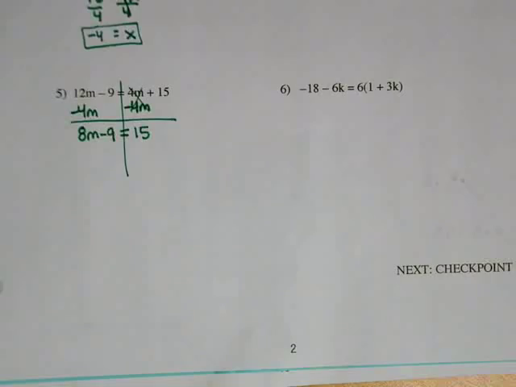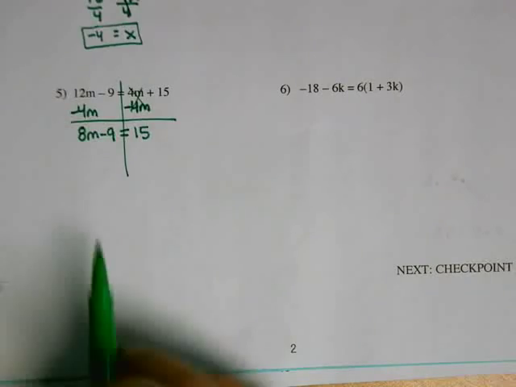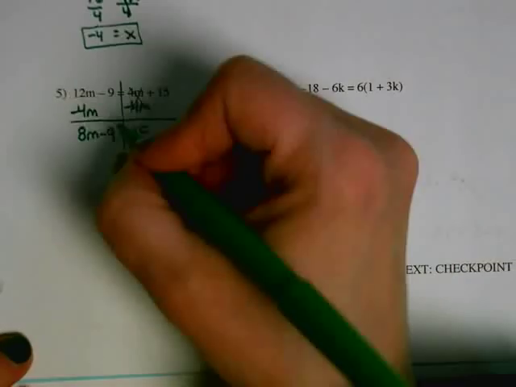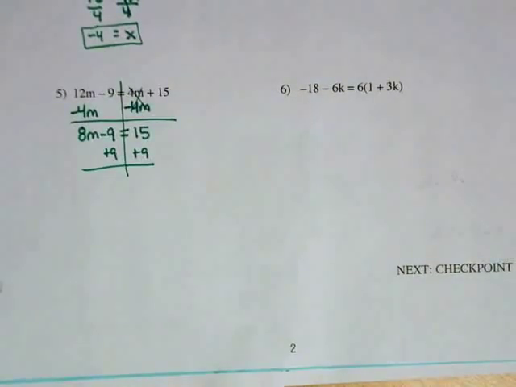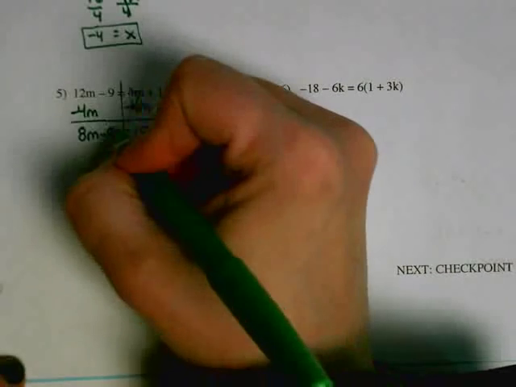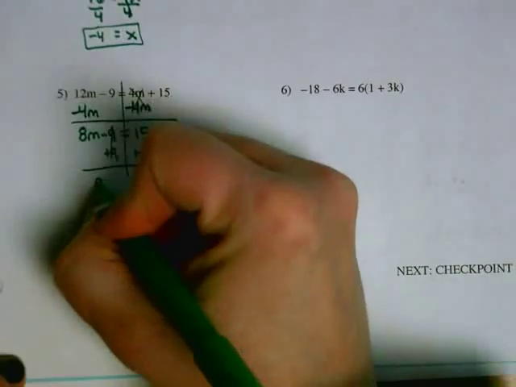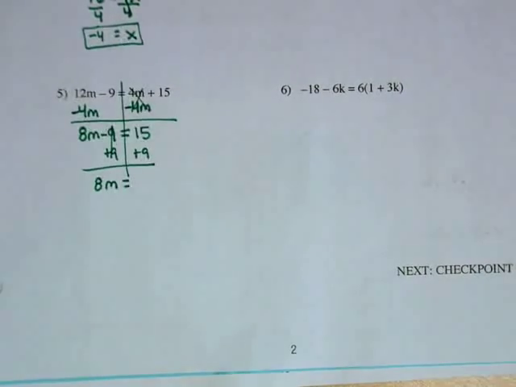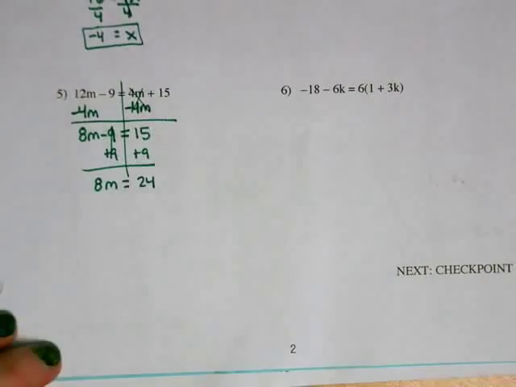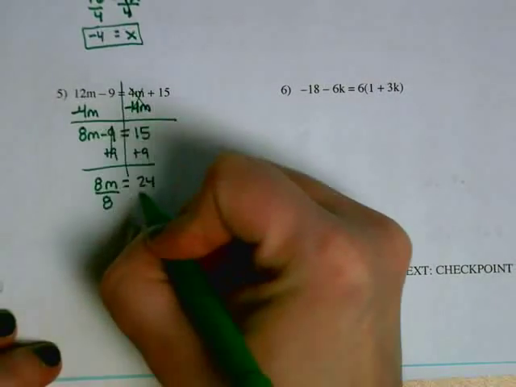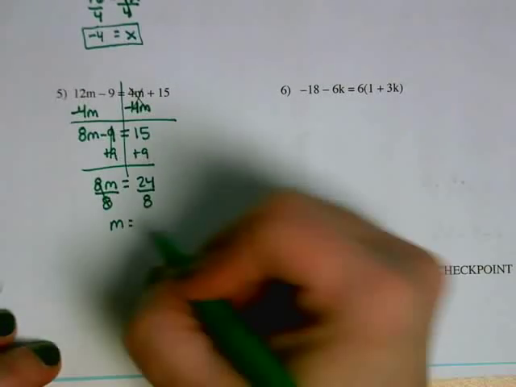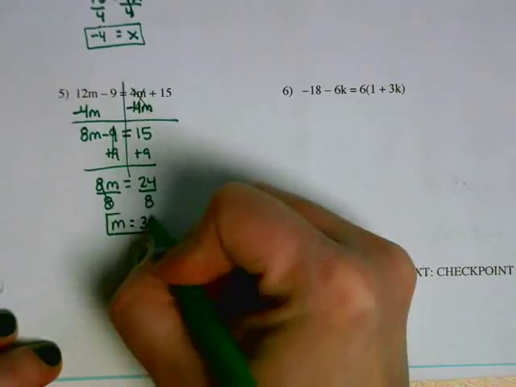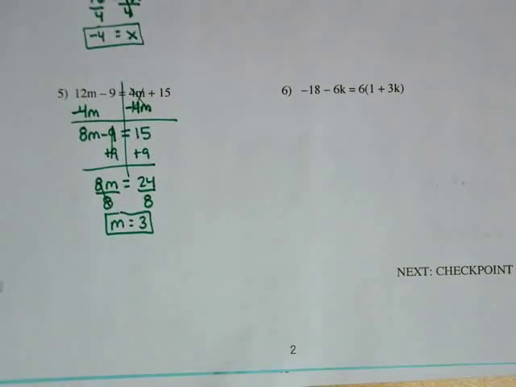So now I just ask myself, what do I need to do to get the m by itself, since it's only in one place right here? I need to get rid of that minus 9, so I am going to add 9 to both sides. It goes away, and we bring down what's left. 8m equals 15 plus 9, which gives us 24. Divide both sides by 8 to get rid of the 8 times, and we get m equals 3. So we think that m equals 3.